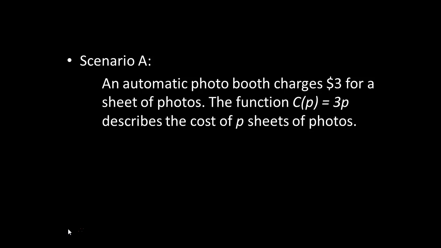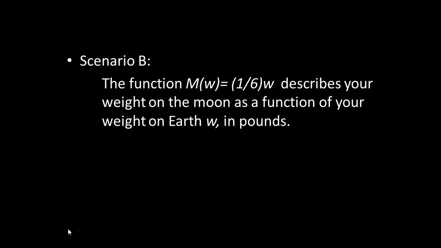This graph will be discrete, and it's because you either have 1, 2, 3, 4 sheets. You can't have 1.5 sheets at a photo booth. It's either 1, 2, but there's not like a half in between, so that would make it discrete. Scenario B, decide if it's a discrete or a continuous graph.